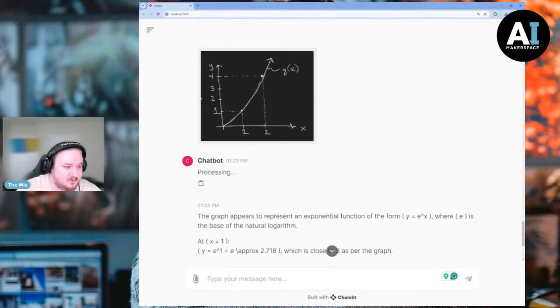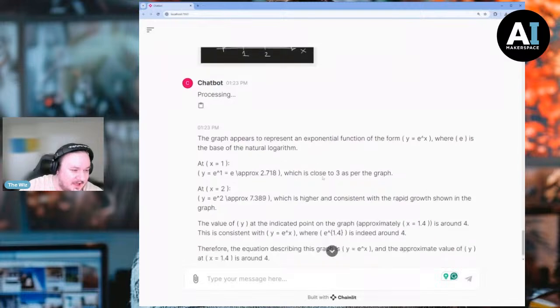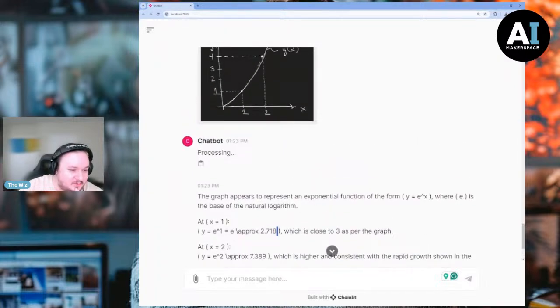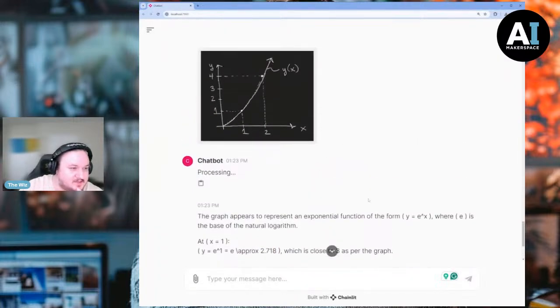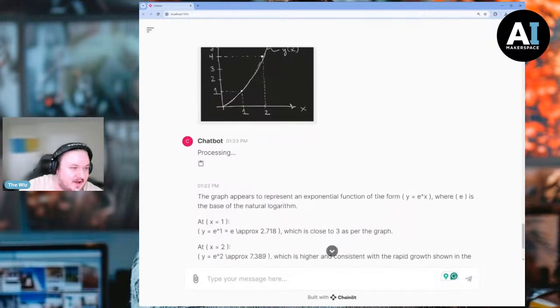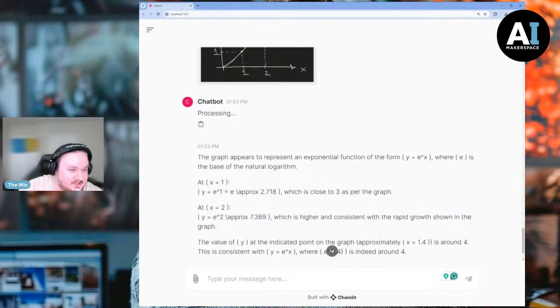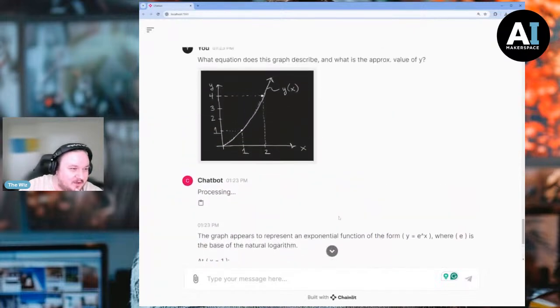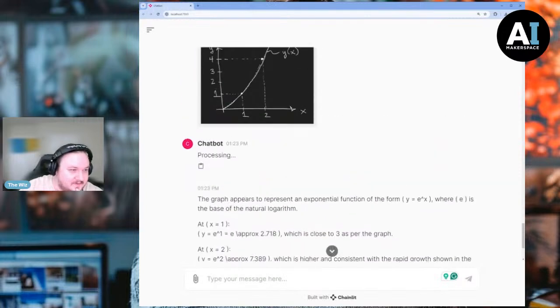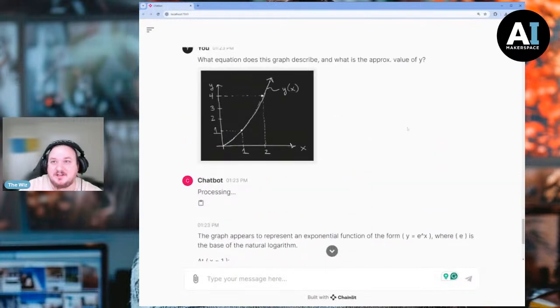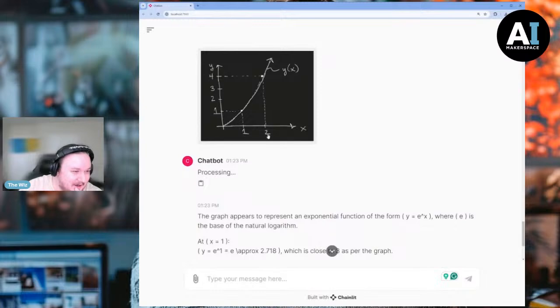But so we see this, okay, that's great. It appears to represent an exponential function of the form y = e^x, where e is the base of the natural logarithm. And then we have y at x = 1 approximately 2.718, which is close to 3 as per the graph. And then we have, at x = 2, approximately 7.3. Now, I'm not a mathematician here, right? But I'm pretty sure y at x = 1 is 1 as per this graph.